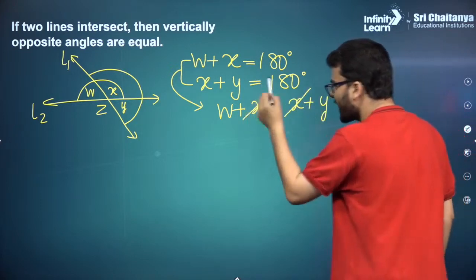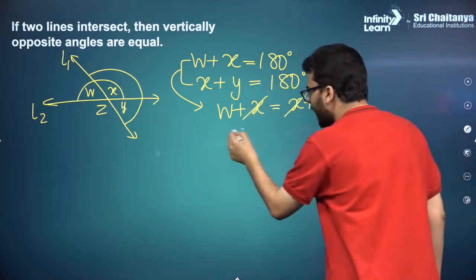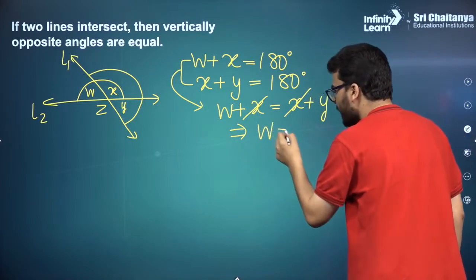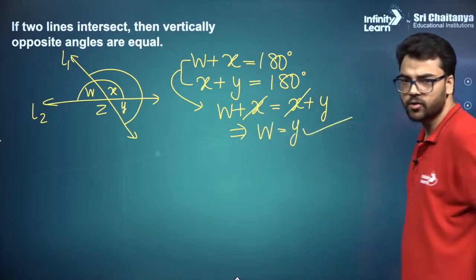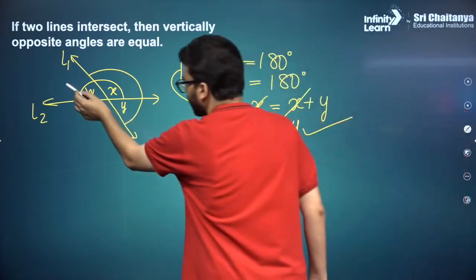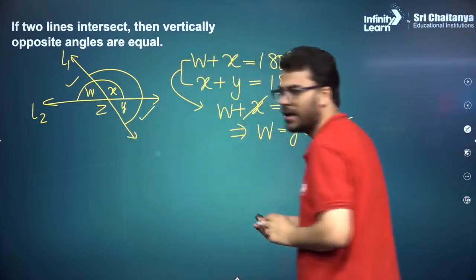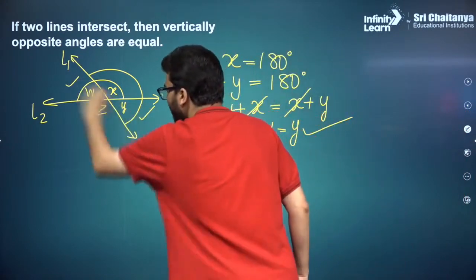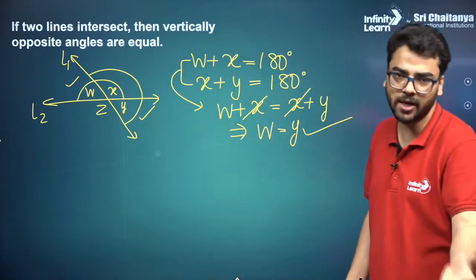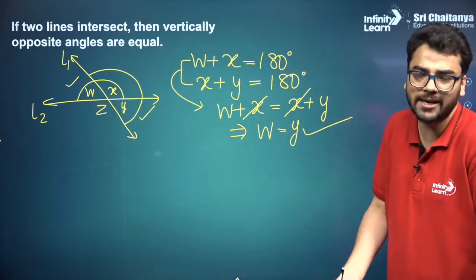So I can cancel out X over here. So will I get W is equal to Y, guys? Tell me. So I've got W is equal to Y. So have I proved that vertically opposite angles are equal? These are vertically opposite angles over here, and we have proved them to be equal using the linear pair axiom.